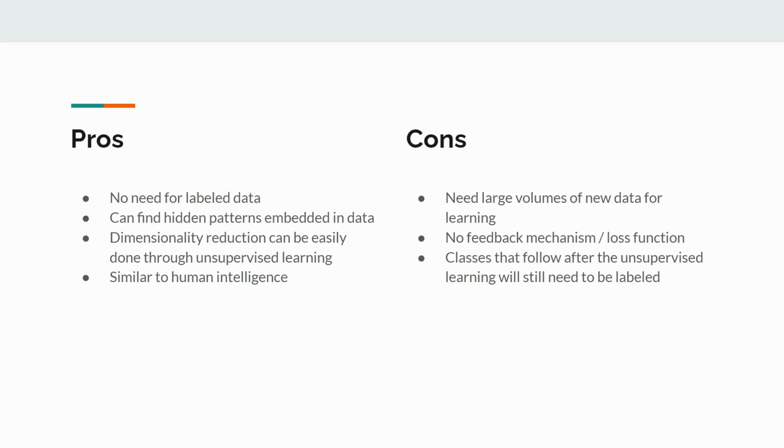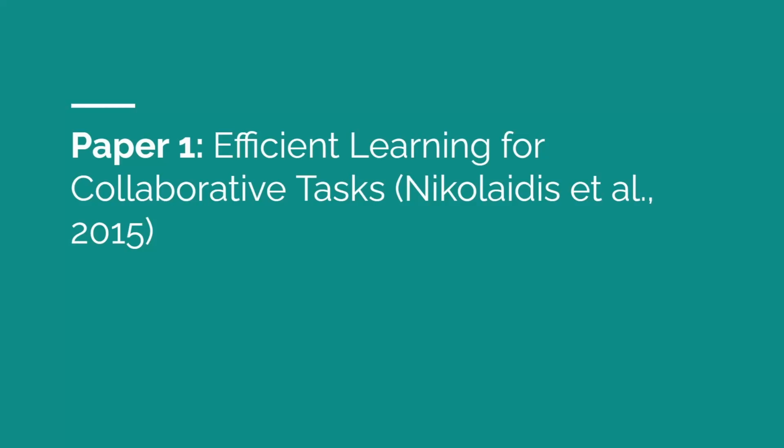Meanwhile, the cons of unsupervised learning include the need for large amounts of data in order to learn. There is no feedback mechanism or loss function, so this is a con of not having that labeled ground truth. And finally, the classes that follow after unsupervised learning will still need to be labeled, and to find the appropriate number of classes and the types of classes is another process.